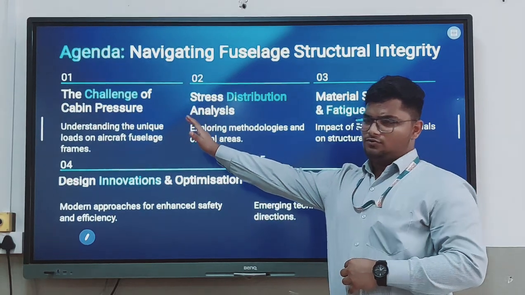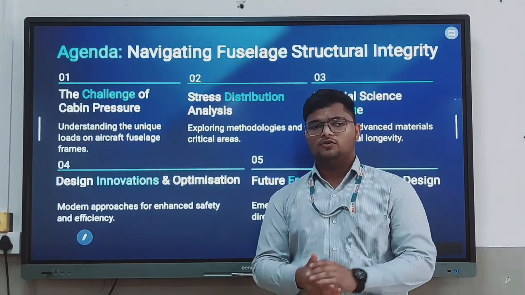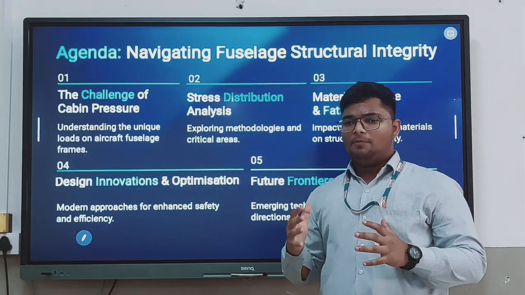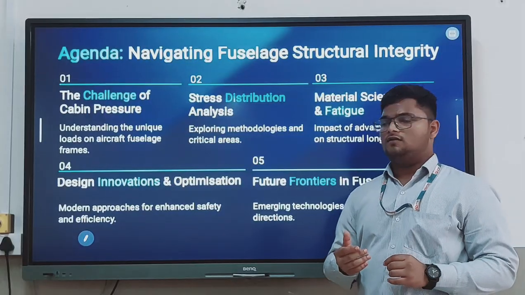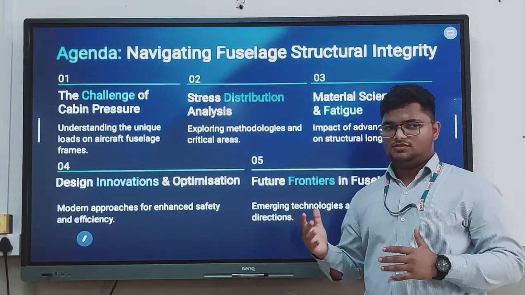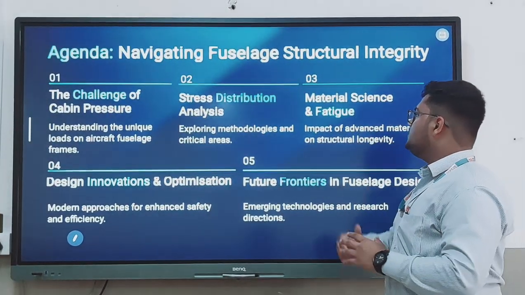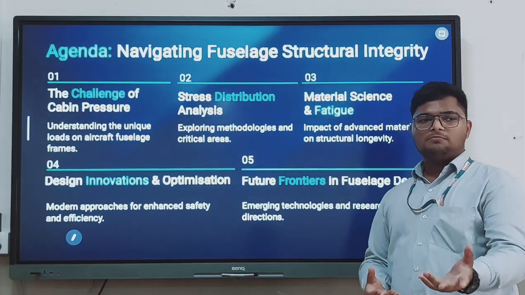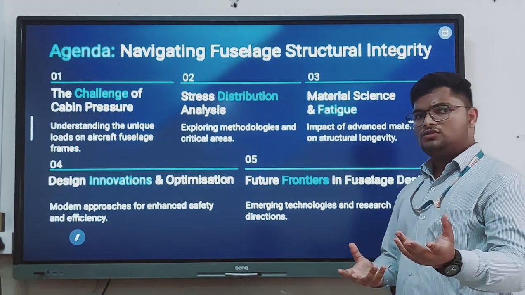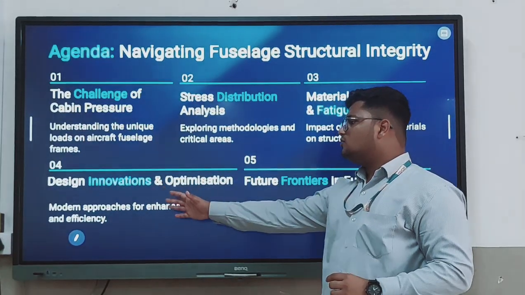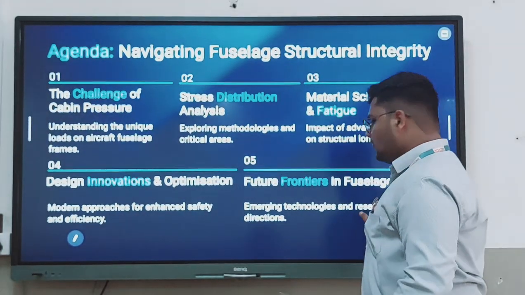So the topics that we are going to cover: the first one is the challenge of cabin pressure. We are going to look for the loads and the stresses that the cabin or the fuselage experiences. Next is the stress distribution analysis, where we analyze the stresses that are experienced by the fuselage. Then the material science and fatigue, that is, what material can be best used to reduce the stress or the loads that are applied. Then we are going to look at the design innovations and optimization. Then the last one is the future frontiers in fuselage.